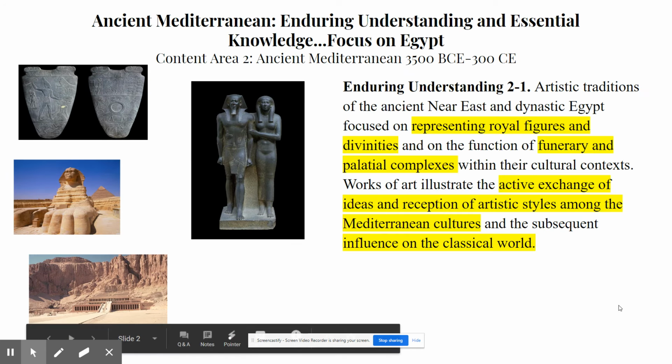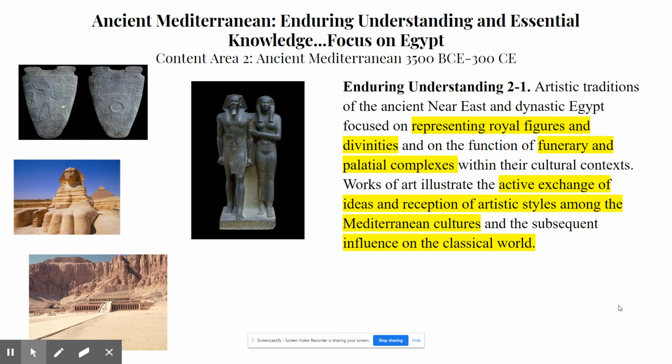So we have our enduring understandings here. Most Egyptian art, at least that we look at, focuses on representing royal figures and divine figures. And of course, royal figures like the pharaoh are divine because they're understood to be children of the sun god, so they are divine. They're not just kings. But also, we have the depiction of actual gods, which are anthropomorphic or in animal shape.